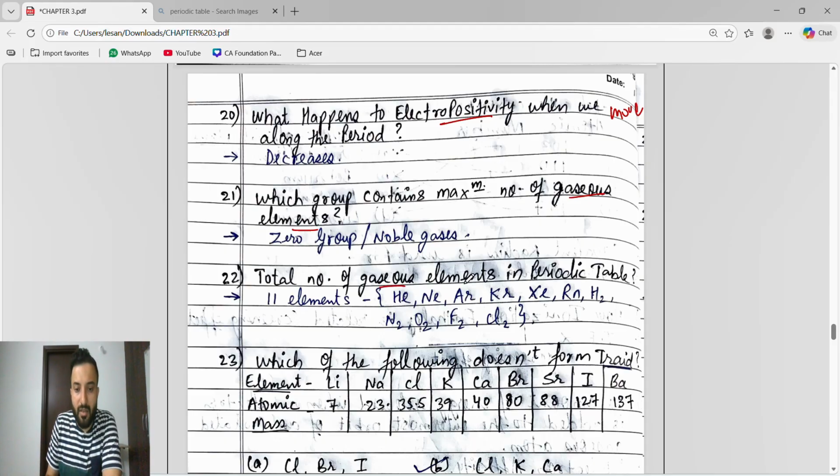The total number of gaseous elements in the periodic table is very important. We have 11 elements. What are they? First, we write all the noble gases, because noble gases are gaseous elements: helium, neon, argon, krypton, xenon, radon. Then hydrogen is a gas, nitrogen is a gas, oxygen is a gas, and fluorine and chlorine are also gases. So total 11 elements.